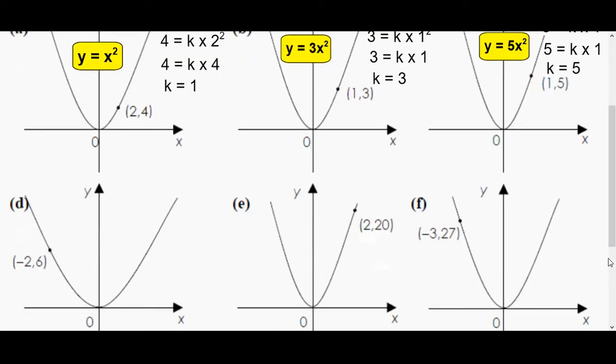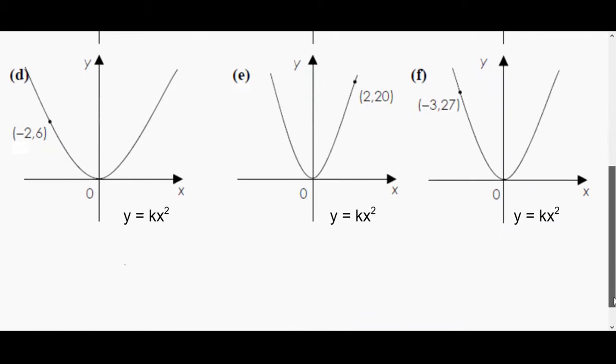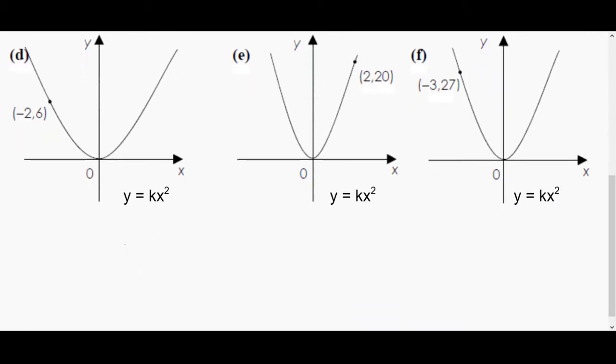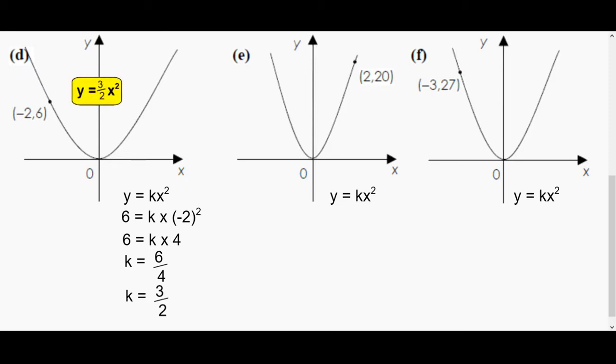Okay, let's look at 3 more examples, and then you can try the exercise in the book. Okay, this one here, we've got a coordinate negative 2, 6. So sub that in. 6 is your y, negative 2 is your x. So we've got 6 equals k times minus 2 squared. Minus 2 squared is 4. This is a wee bit different. This creates a fraction, so it will be 6 over 4 for k. But I wouldn't leave it like that. I would simplify it to 3 over 2. So the answer we're looking for is y equals 3 over 2 x squared.